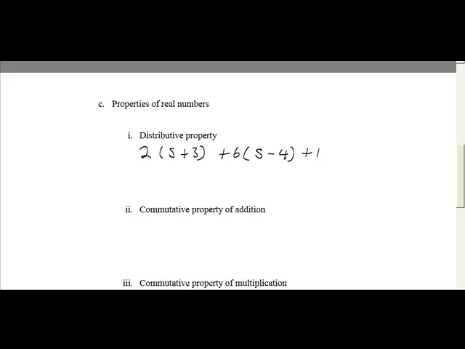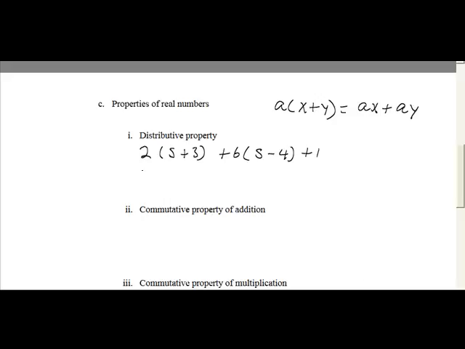In this problem that I have shown here, we have an application of the distributive property. The distributive property is A times the quantity x plus y is the same as the product of A and x plus A and y. We're distributing the multiplication over the addition. So this is the distributive property of multiplication over addition.